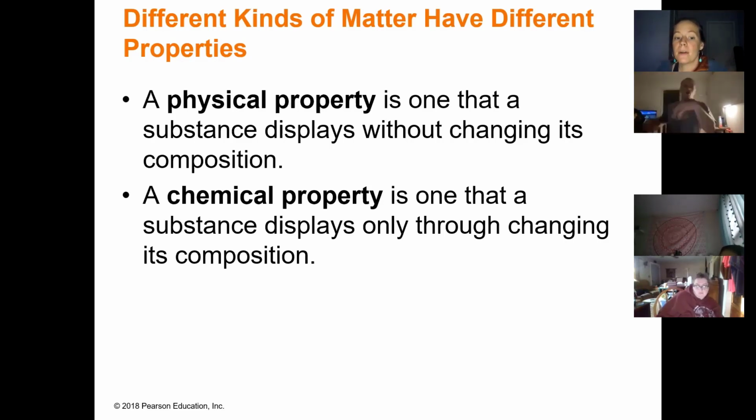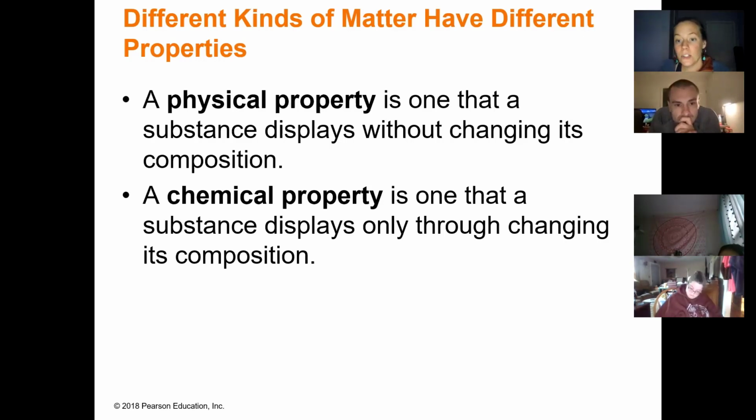A chemical property, on the other hand, is something that you can only observe or see if the material itself changes. So let's talk about gasoline. Gasoline, the odor of gasoline is a physical property.